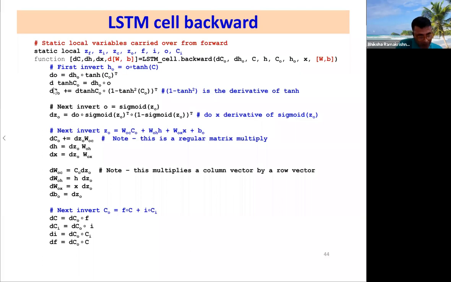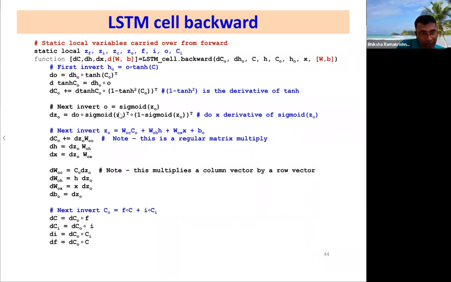Because the derivative for CO splits out, we're literally just going backwards through these equations. We're going to pass the derivative on the left-hand side and compute or update the derivatives for the terms on the right-hand side. So DO is going to be DHO times tanh CO. Look at the transpositions and such to make sure the dimensions are right. Then the derivative for tanh CO is going to be DHO times O. And the derivative for CO is going to be incremented by the derivative for the tanh itself, D tanh times 1 minus tanh squared.